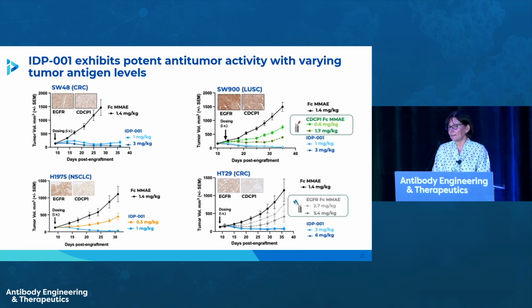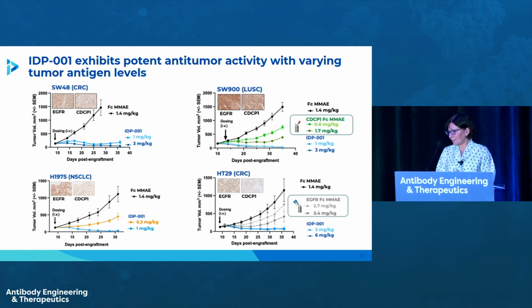So we've looked at IDP001 activity in vivo, and these are just a number of different xenograft models, where again, as I mentioned previously, we really look at a range of EGFR and CDCP1 expression, because we recognize there's going to be broad heterogeneity in any patient population that we go into. And we've used these types of studies, similar to the cell-based internalization assays, to understand where's the sweet spot where we can get maximum internalization and killing of tumor cells, but still spare primary cells.